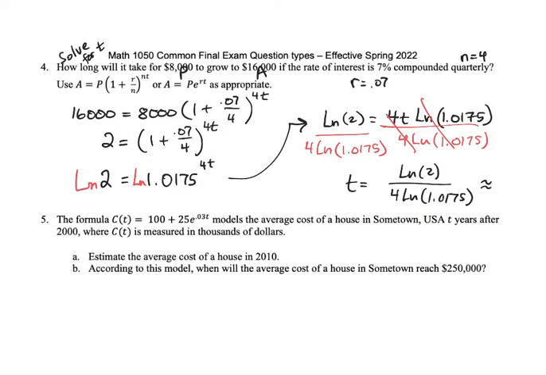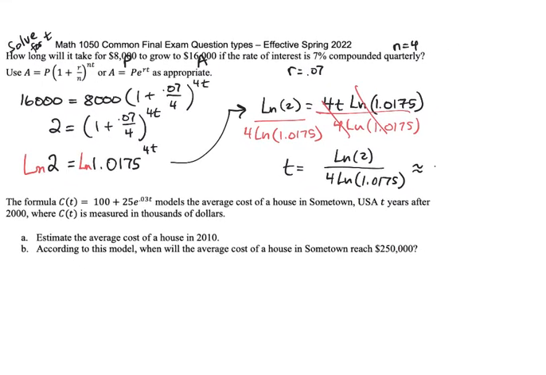All right, who's got my back here? I can't do that in my head. And I guess I do have a calculator. Let's see, natural log, where are you? Natural log 2 divided by 4 times natural log 1.0175. I'm getting 9.988. I better get somebody to back me up on that. Yep. Okay, thank you. 9.988. Now, what is that?